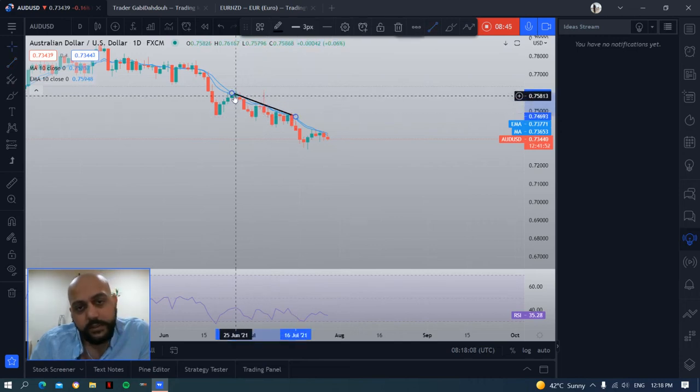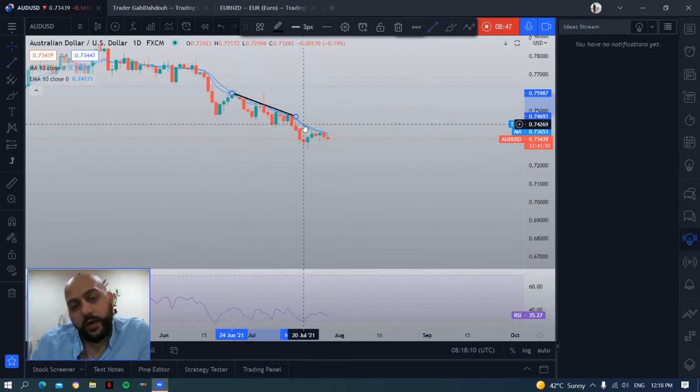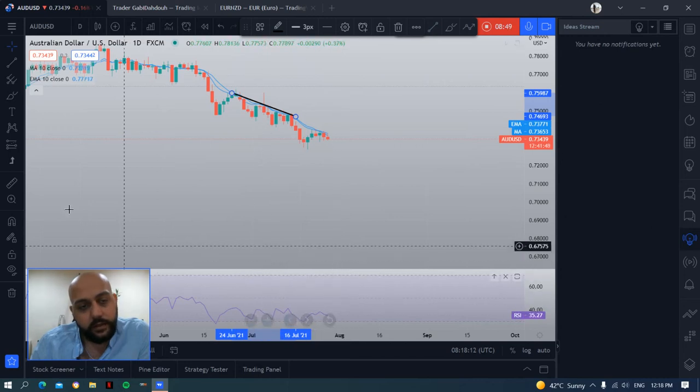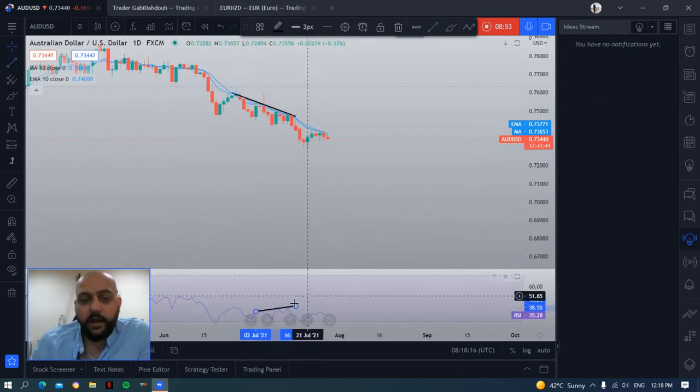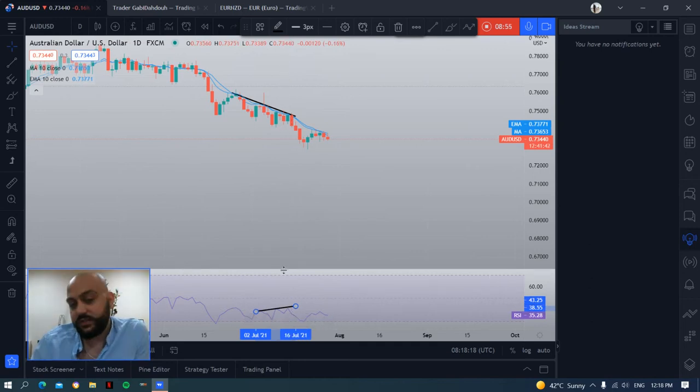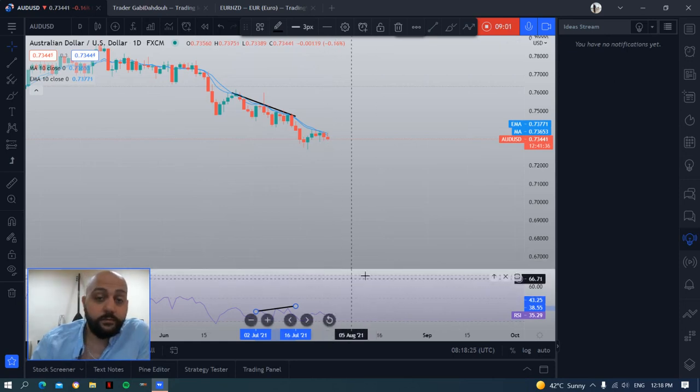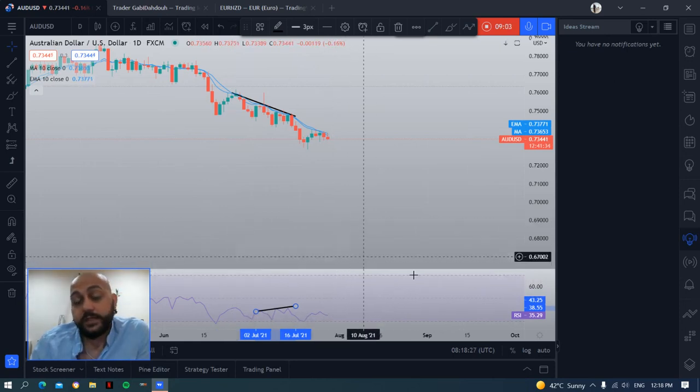So as you can see, we are having lower highs. But if we look at the indicator here, we're currently having kind of a higher high. It's not a huge divergence, but it is a small one. It could be a sign of reversal, or it could be something there. Now let's add more indicators.